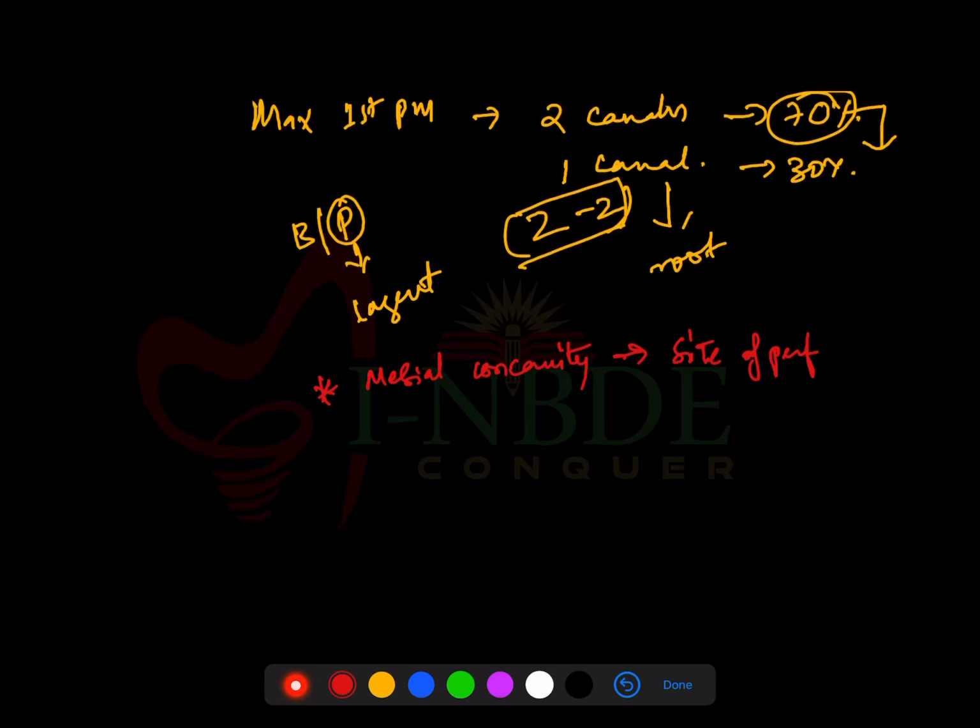When you come to the cervical level of this maxillary first premolar, you can see an elliptical shape, and a few people call it a figure of 8. But make a note, the opening of this maxillary first premolar is oval shaped.